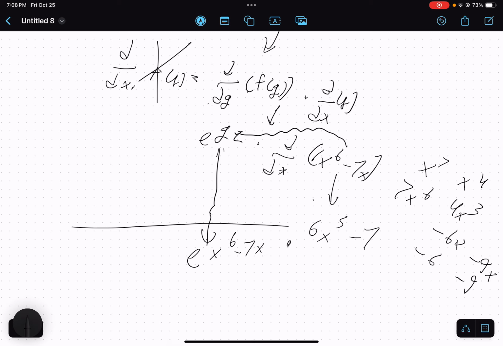So now that we have this equation here, we can distribute this into this. We're going to distribute e to the x to the 6 minus 7x into the 6x to the 5th and into the negative 7. When you distribute it into the 6x to the 5th, it becomes 6e to the x to the 6 minus 7x. And then here, you don't distribute it into the x to the 5th, you only distribute it into the 6. You keep the x to the 5th, right? And then you subtract 7e to the x to the 6 minus 7x. And this will be your final answer.